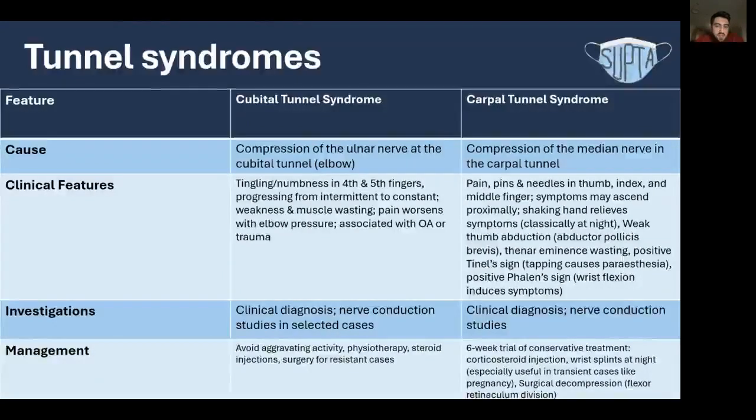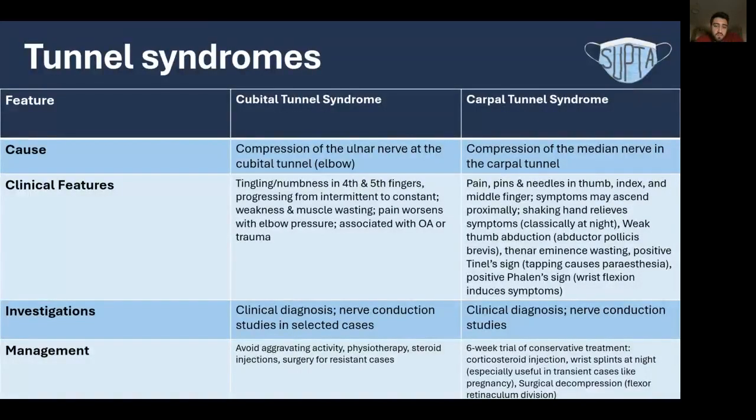So the investigation, this is a clinical diagnosis again, but you could do a nerve conduction study. And management-wise, you try not to do activities that would aggravate the pain. You would offer physiotherapy, maybe some steroid injections if the initial measures did not help. And then for carpal tunnel syndrome, a 6 week trial of conservative treatment, and then corticosteroid injection again. Sometimes a wrist splint at night seems to help for some patients.